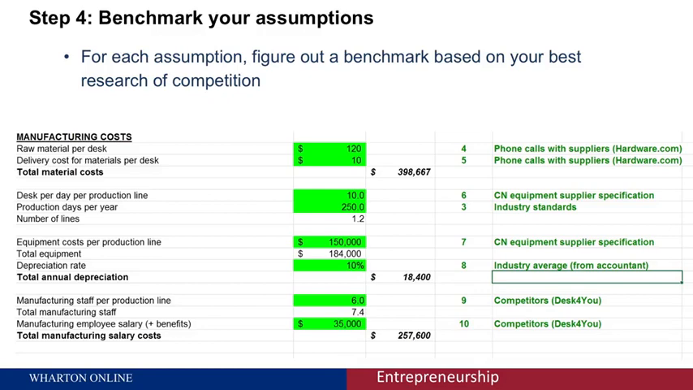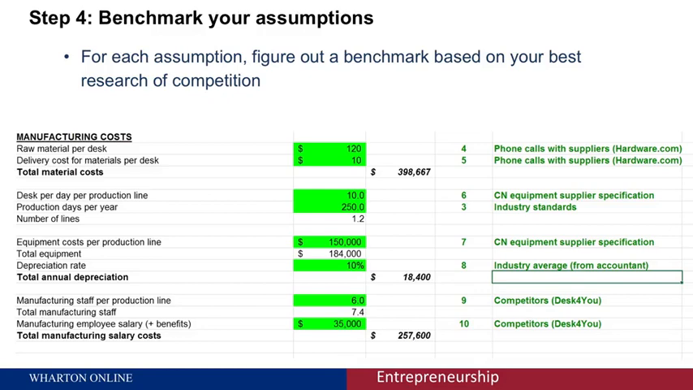So we have a pretty good estimate that's $120 in raw material. They also told us it would be a $10 shipping cost. When we start thinking about things like the desks per day per production line, we're now going to our equipment supplier and saying, how many desks can we produce in this equipment? And they're giving us that information. That's what's being plugged in there.